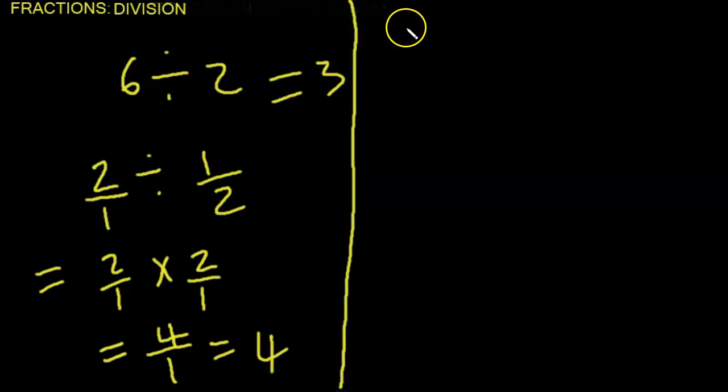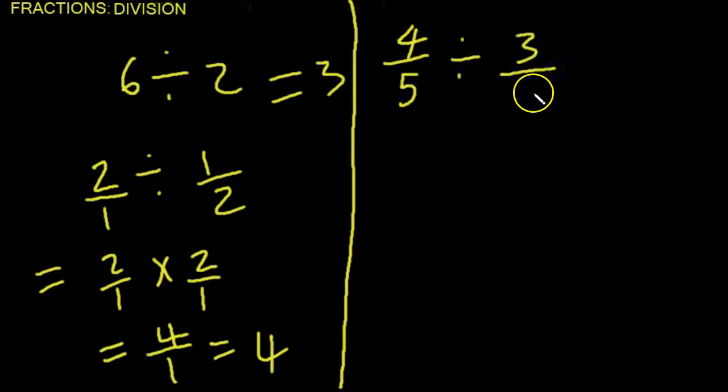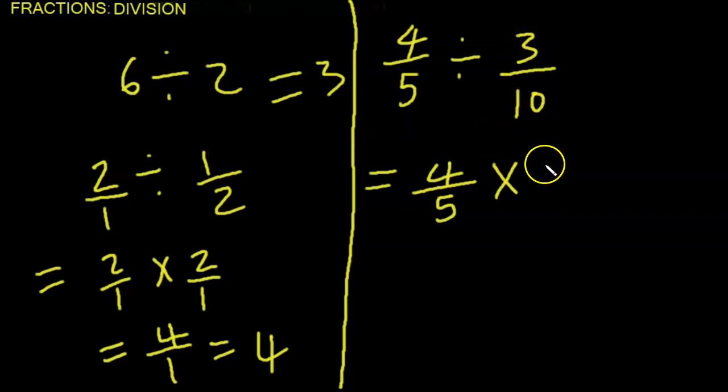What if I ask you to calculate 4 over 5 divided by 3 over 10? Again, the fraction on the left hand side, that's 4 over 5, it remains. The division changes to a multiplication sign. And the fraction on the right hand side, that's the one we always turn upside down, right? Or invert, or reciprocate.